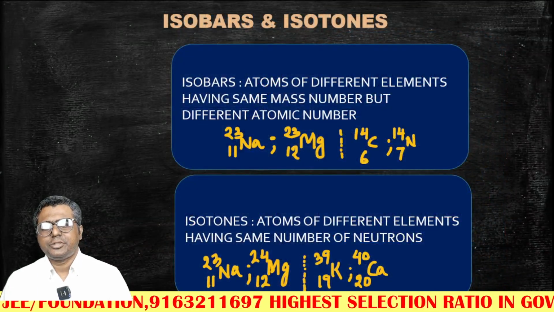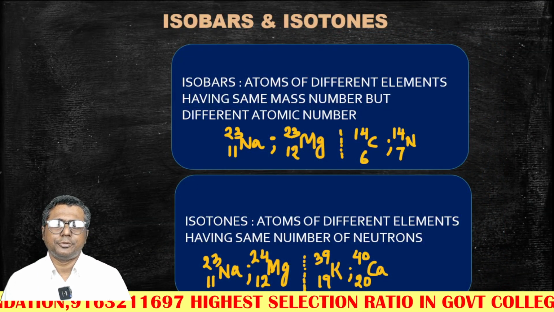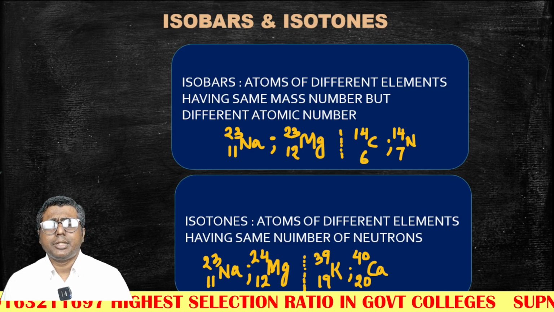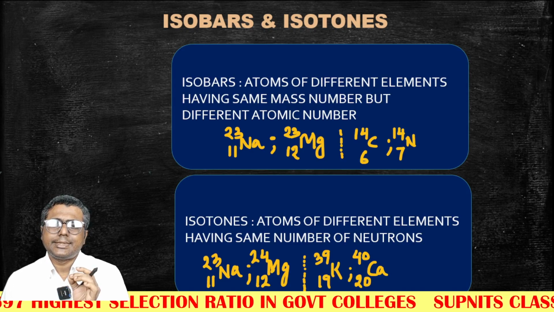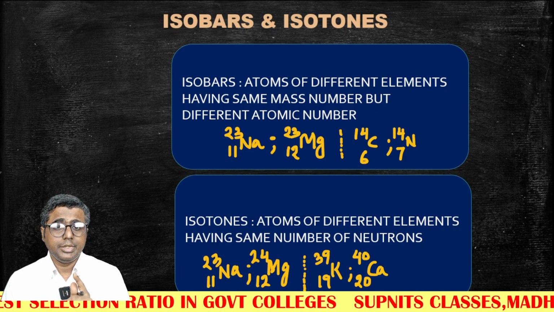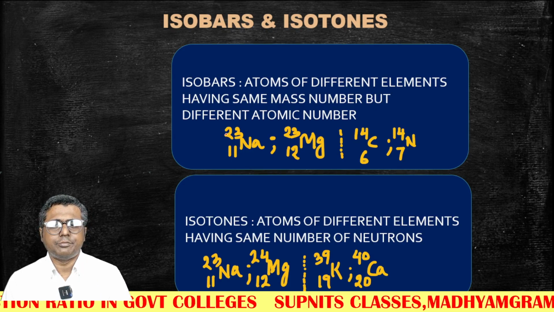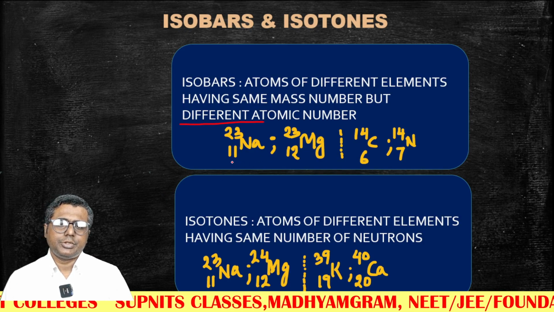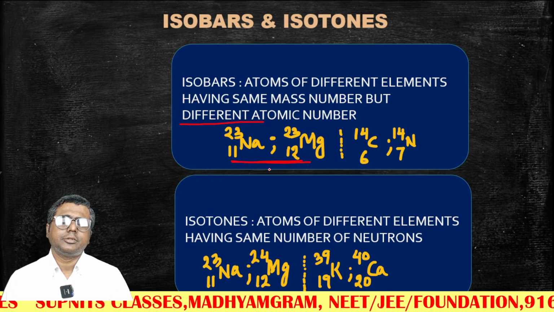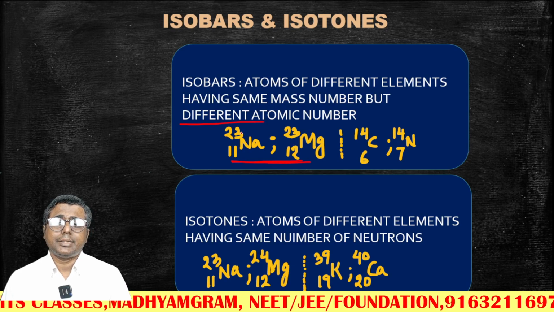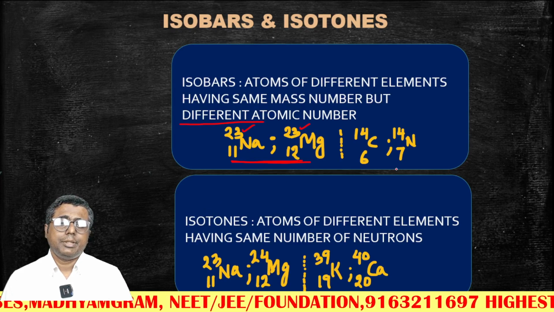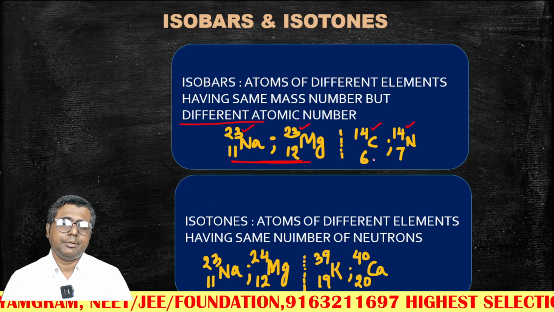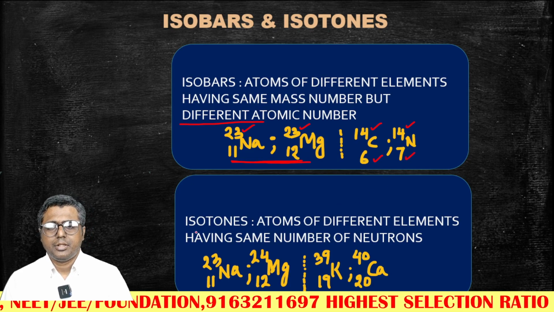Coming to our last topic today, isobars and isotones. What are isobars? Isotopes were same atomic number, different mass number. Here the atomic number is different, but the mass number is same. So if you see this, atomic number is different, so there are different elements, but mass number is same. Similarly, over here also mass number is same, atomic number is different.